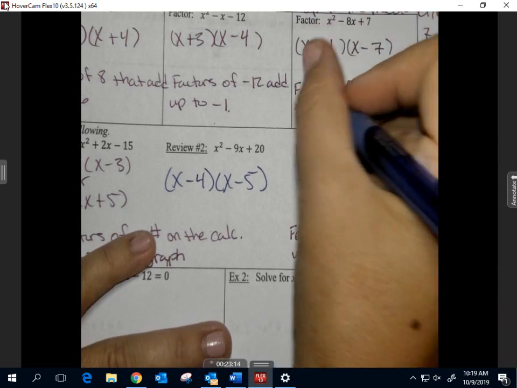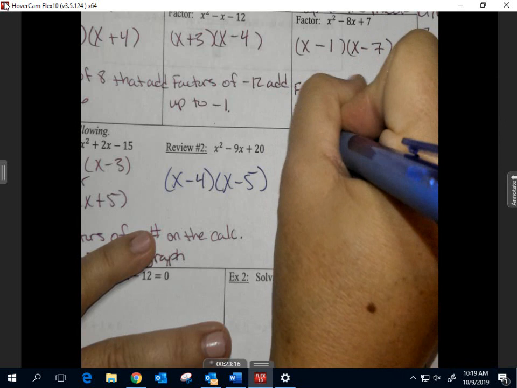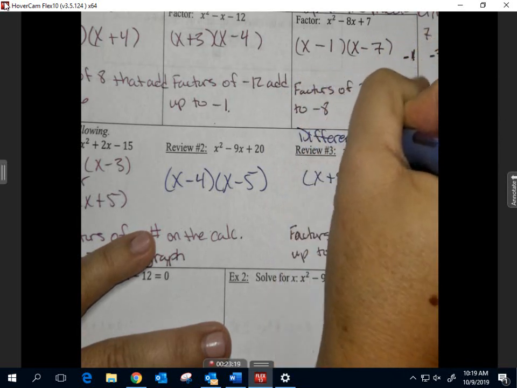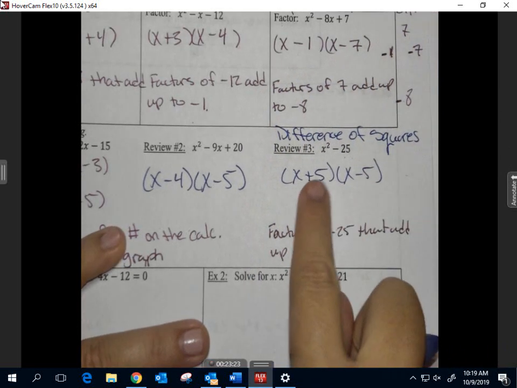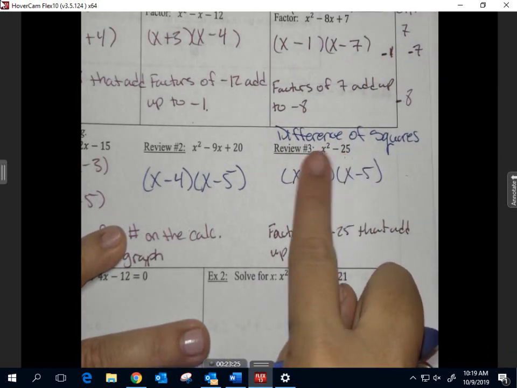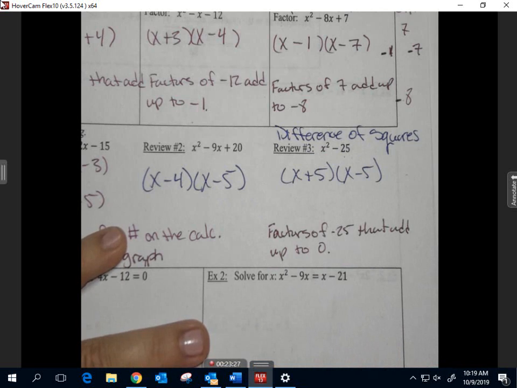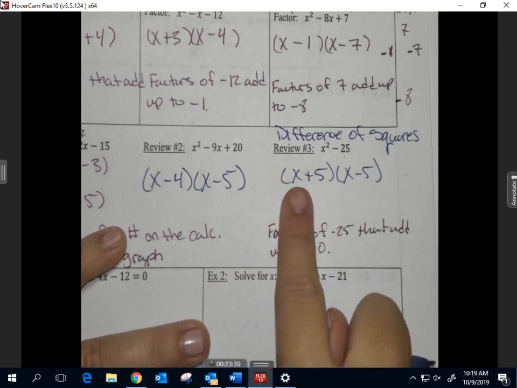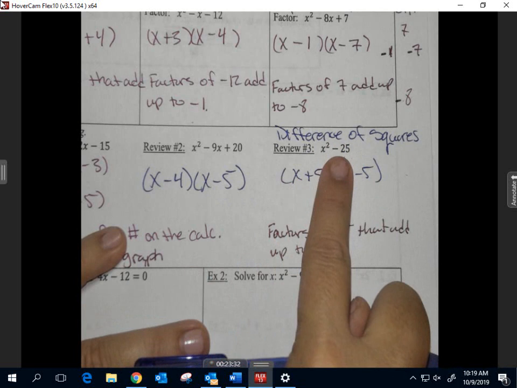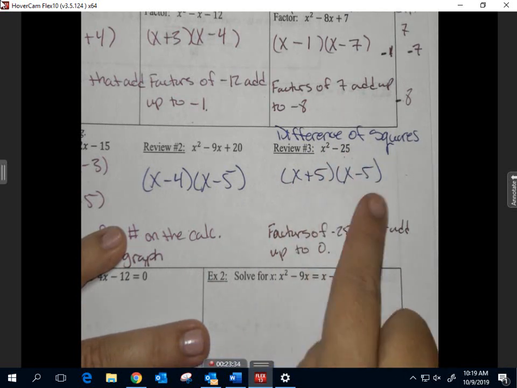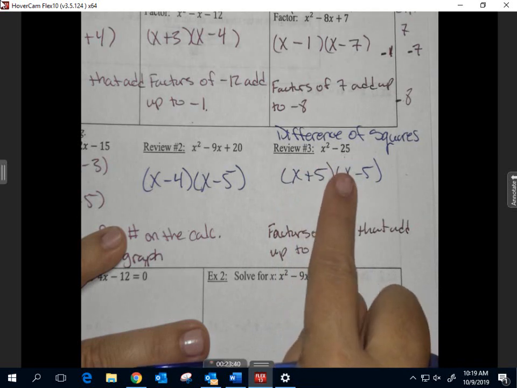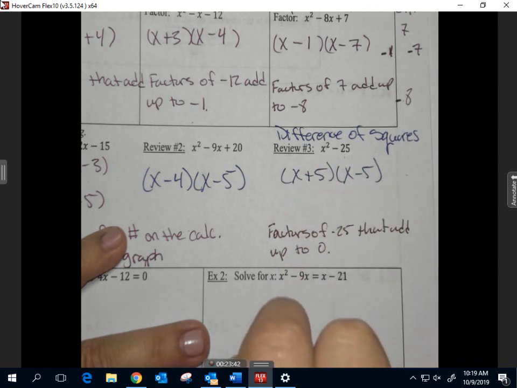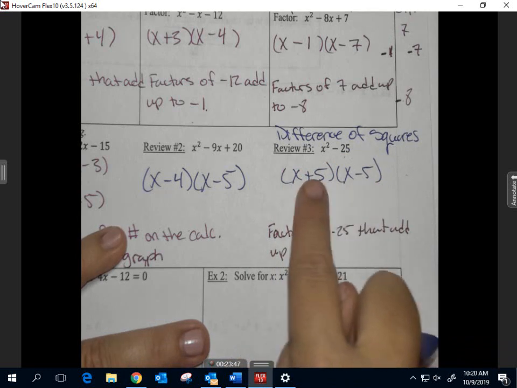Yes. So these are called the difference of squares, because we're subtracting 2 perfect squares. That's why they're called the difference of squares. And this is the pattern you'll always see. If you have x squared minus a perfect square, this is always what you're going to see: x plus the square root of that number, x minus the square root of that number. Because isn't the square root of 25 5? Yeah. That's why you got those 5s there.